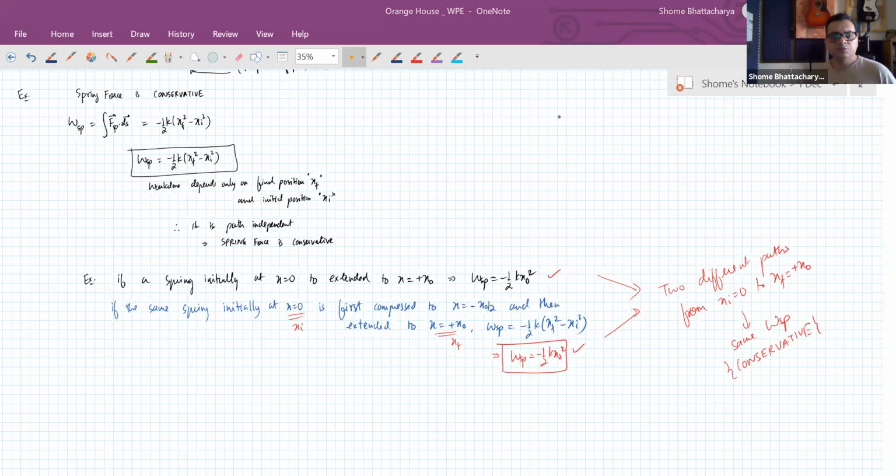So if you take the spring from natural length to a compression first, but then from the compression again to the extension of plus x naught, according to the formula, from the initial position to the final position, what is the work done? It is this much only, minus half k x naught square, which is the same as you would have got if you took it directly from 0 to plus x naught. So two different paths. You can see the work done ultimately depends only on x initial and x final, and therefore it is the same. So that means it is conservative by nature.